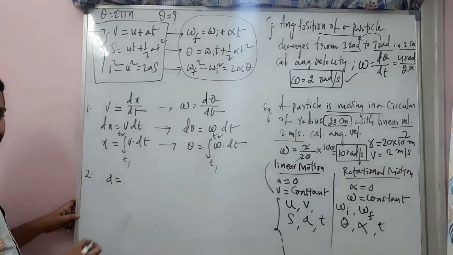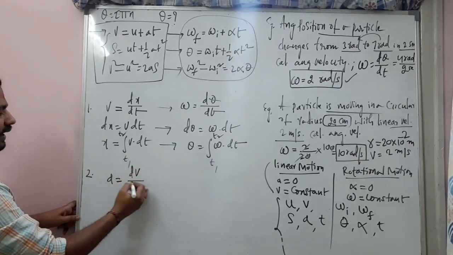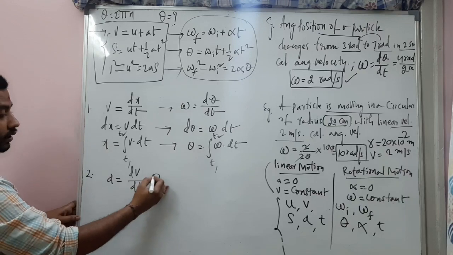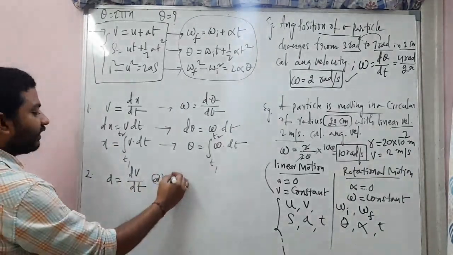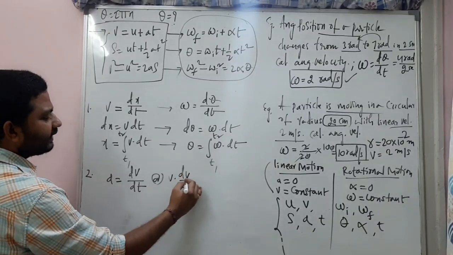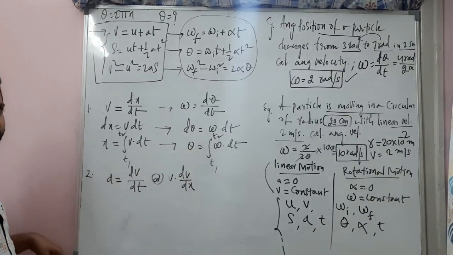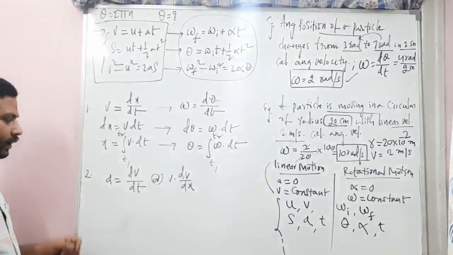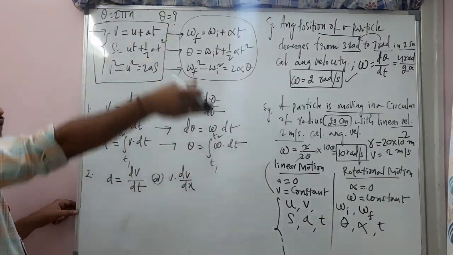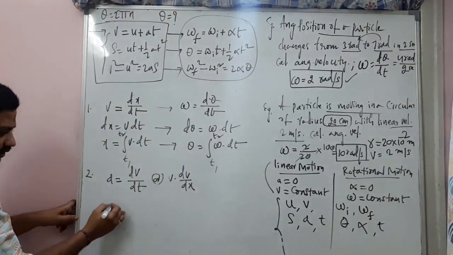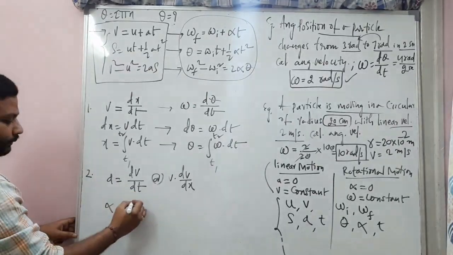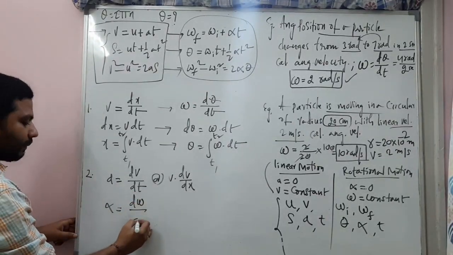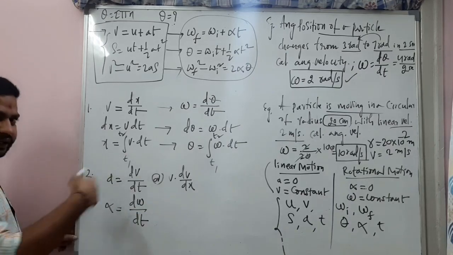Acceleration is equal to dv by dt, or acceleration can also be written as, I hope you remember, v into dv by dx. Acceleration can also be written like this. So in rotational motion also, the acceleration is alpha, angular acceleration, which is equal to d omega by dt, and this can be integrated.